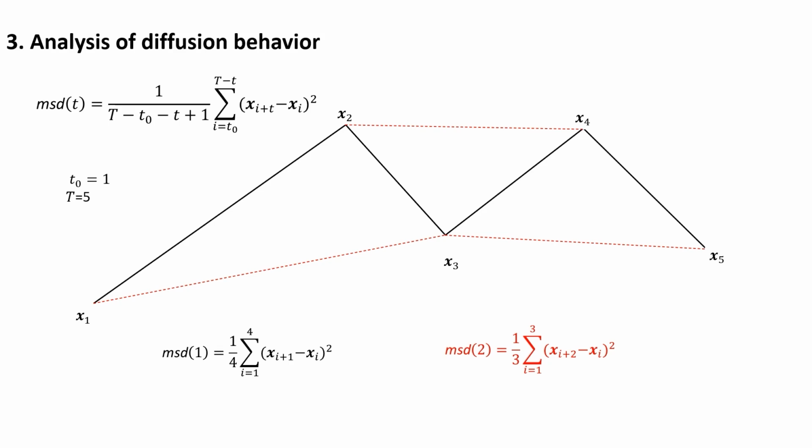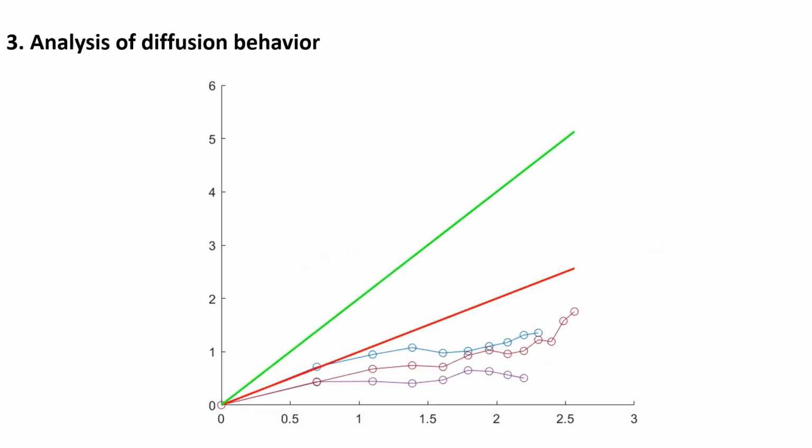In this example, the initial time t0 is 1, and the final time, capital T, is 5. Once we obtain the mean square displacements for each trajectory and at each time, we consider the mean and plot them against time on a log-log scale and analyze the slope of the resulting line. Here you can see the result for 3 different datasets of macrophage data.